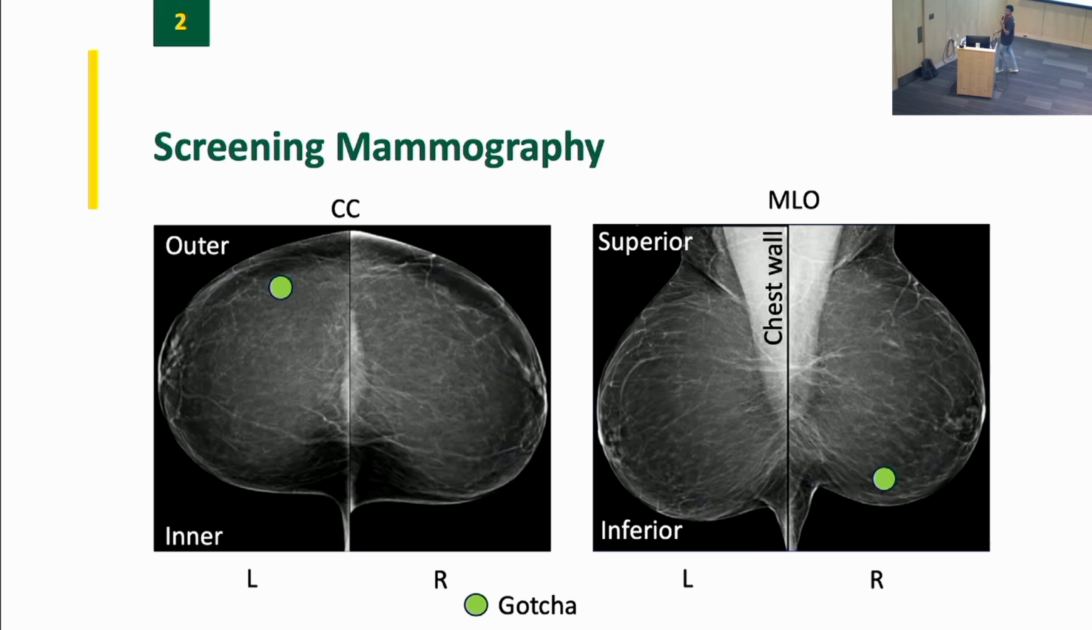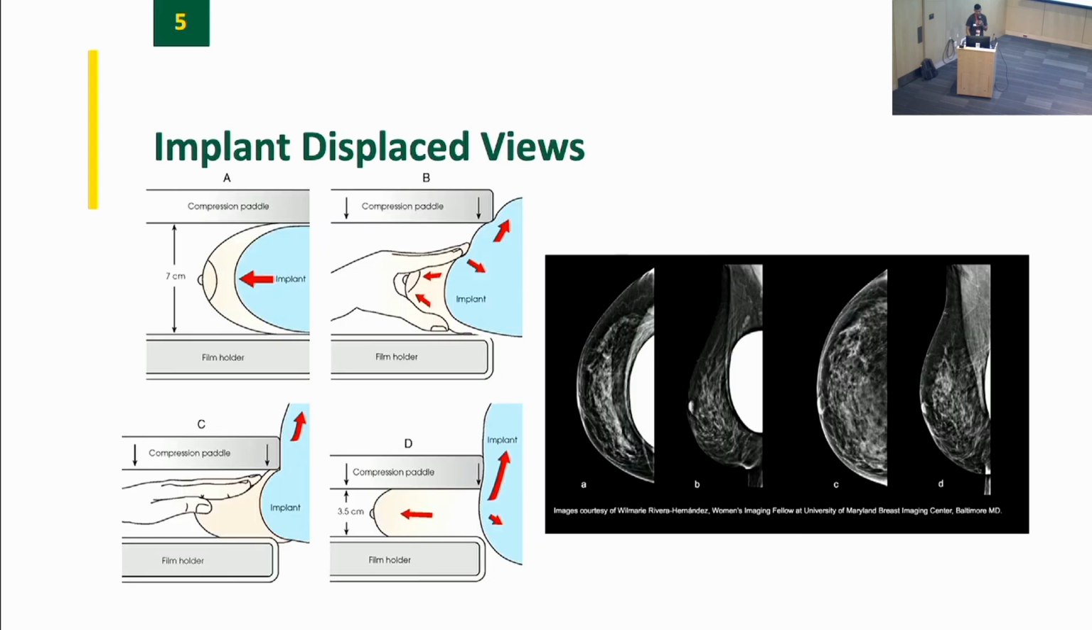This is also very common. There's lots of cases where there are lesions in both breasts. I would say maybe a third of cases that have an abnormality have abnormalities in both breasts.